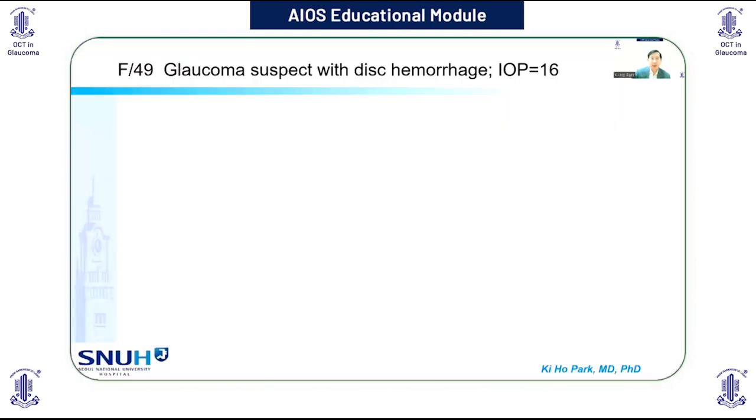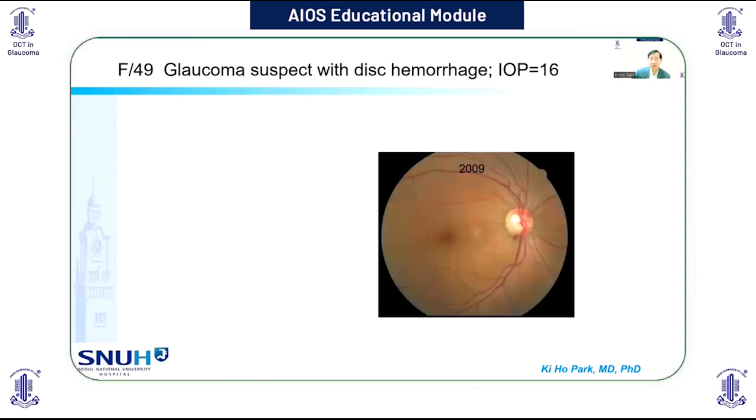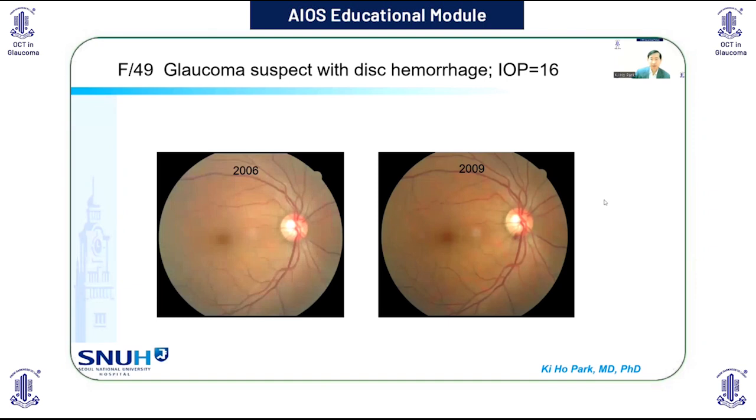This is a case with a glaucoma suspect by fundus photograph taken at the routine health checkup. At the time, inferotemporal 7 o'clock position disc hemorrhage was detected, and retinal nerve fiber layer defect was not clear. And also, we could have 2006 photograph as well.